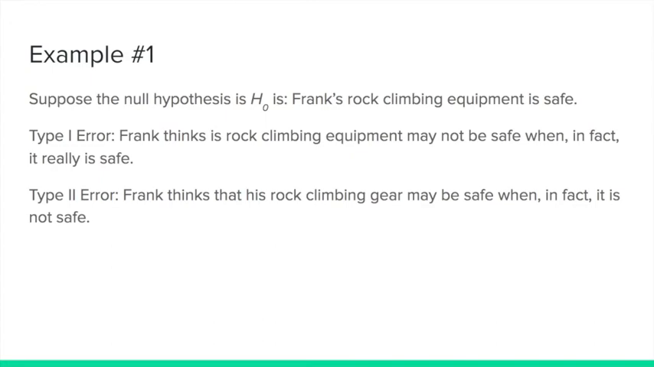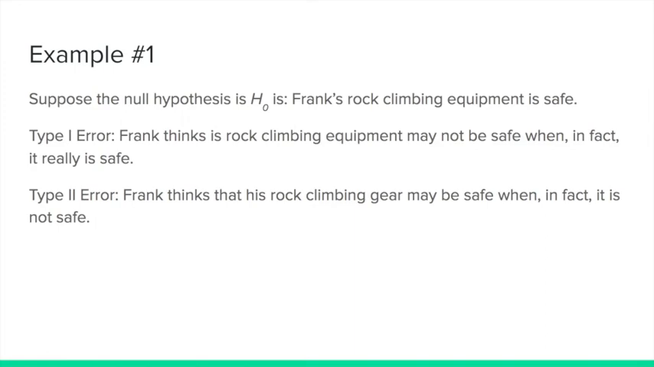I frequently get the question at some point, which one's worse? Is it worse to make a type 1 error, or a type 2 error? Well, this example gives you an idea of why the context is important in answering that question. In the type 1 error, Frank thinks his equipment may not be safe, but in fact it is safe. The worst case scenario there is Frank doesn't go rock climbing and lives to see another day. The downside is he didn't get to go rock climbing.